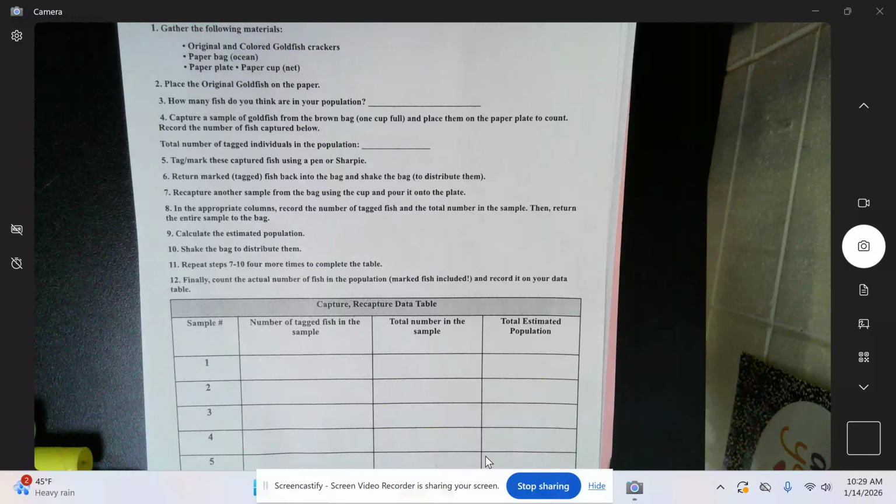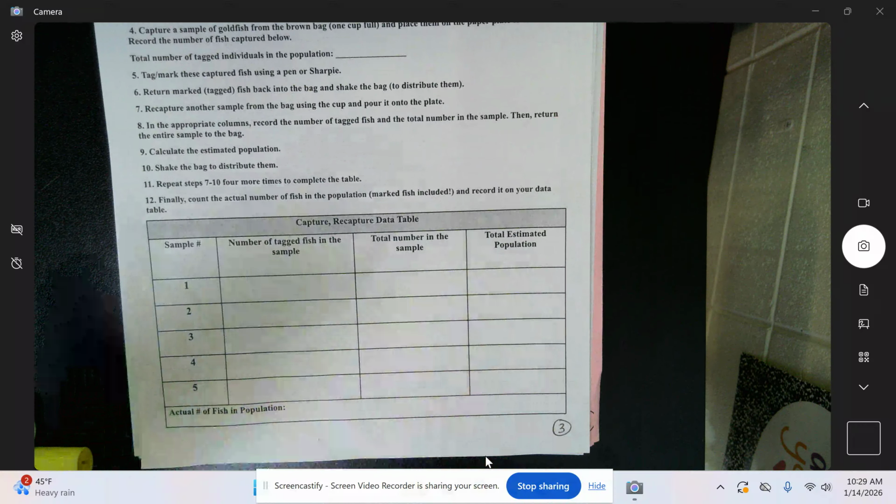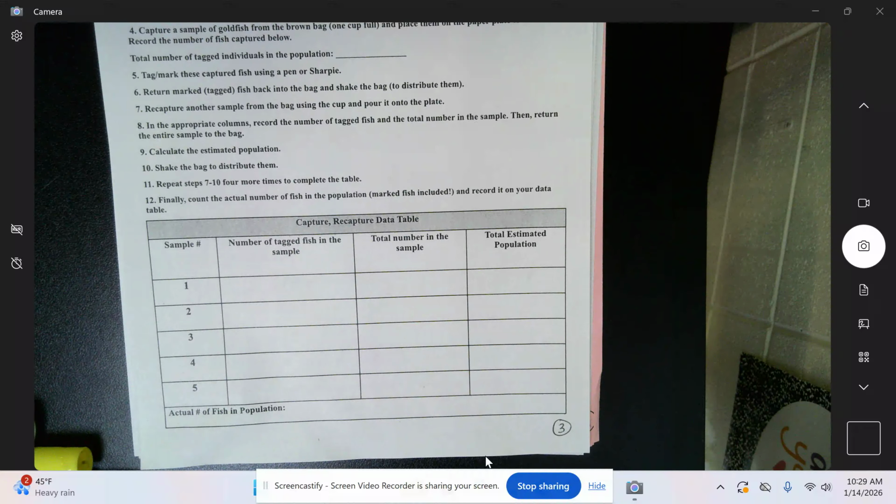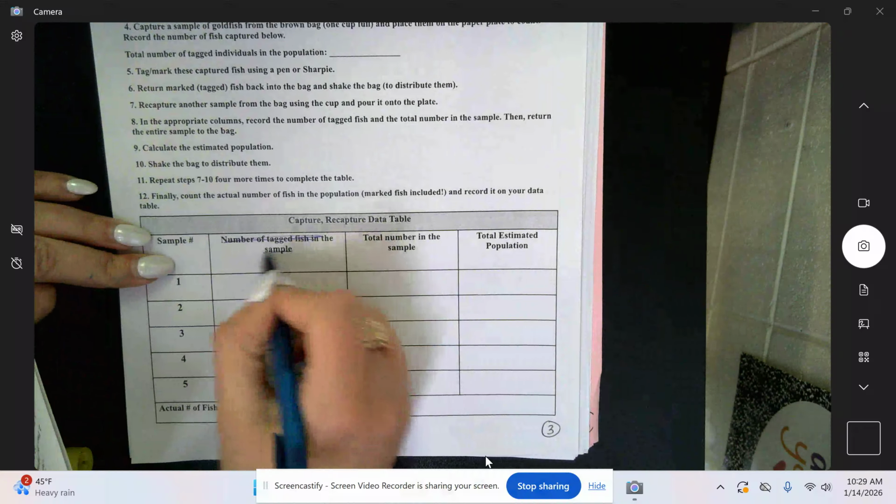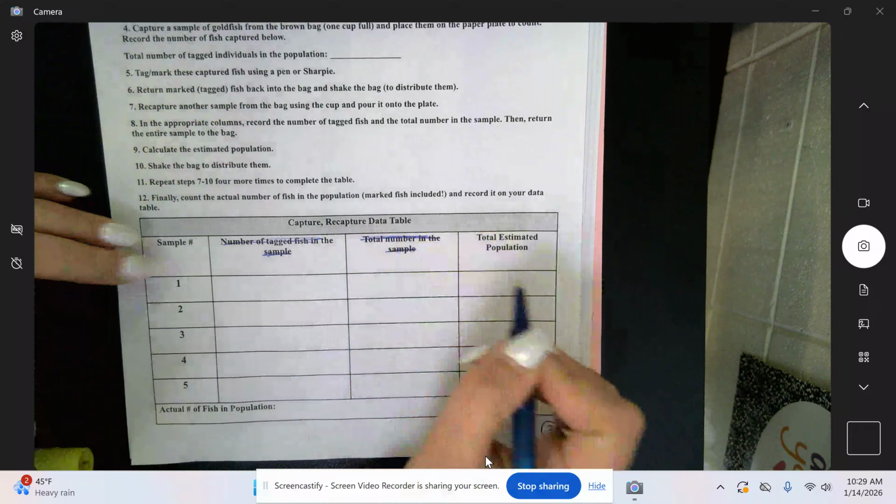Alright, so before we get started with our fishing lab, we need to make a few alterations to this packet. So you need to go ahead and flip to the Goldfish Lab in your packet. We need to make some changes here. Okay, so first changes we need to make. Down here at the table, we're going to change up the table a little bit. Okay, I want you to scratch out these headings right here. The first two headings, scratch that out.